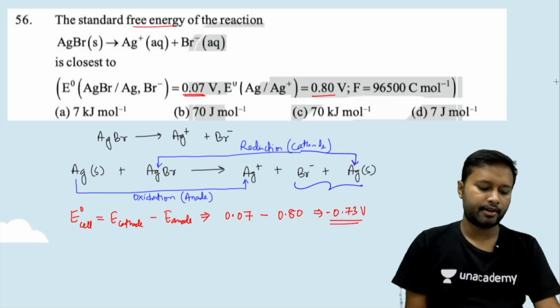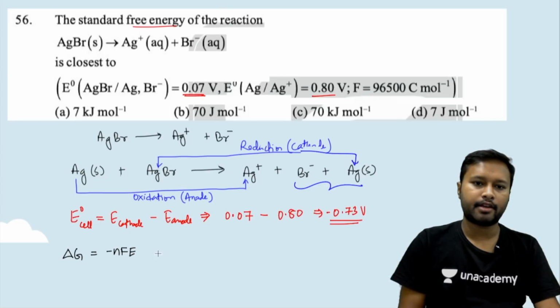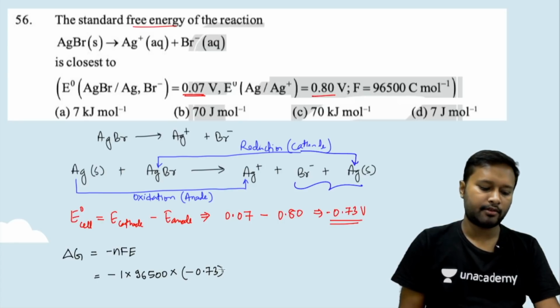Now once you have calculated your E naught, it's very simple to calculate delta G of the reaction. Delta G is equal to minus nFE, and if you put the values, n will be 1 here, F is 96500, and E you just calculated as minus 0.73 volt. Multiply each of them and just do it.